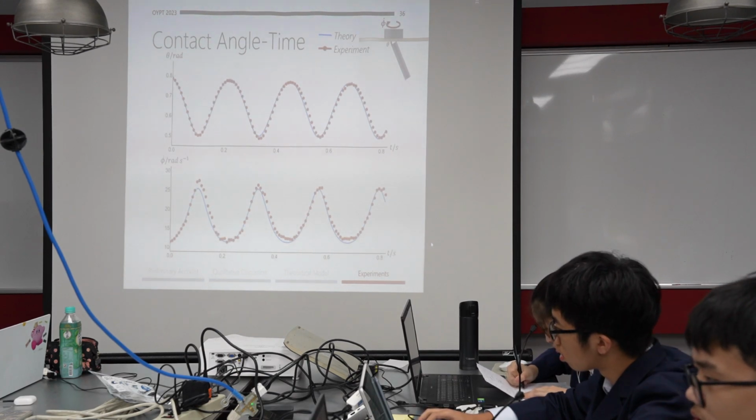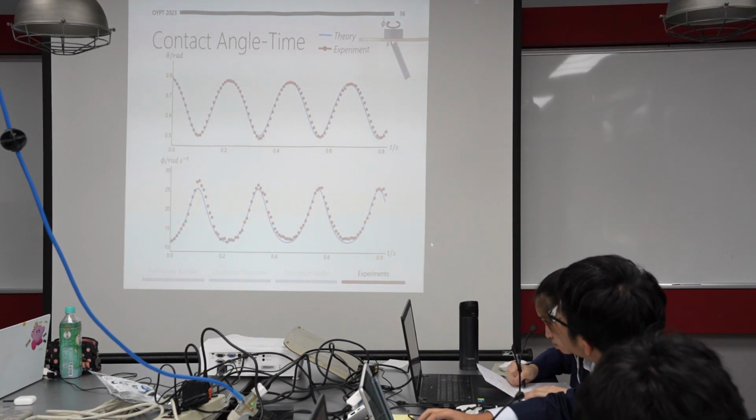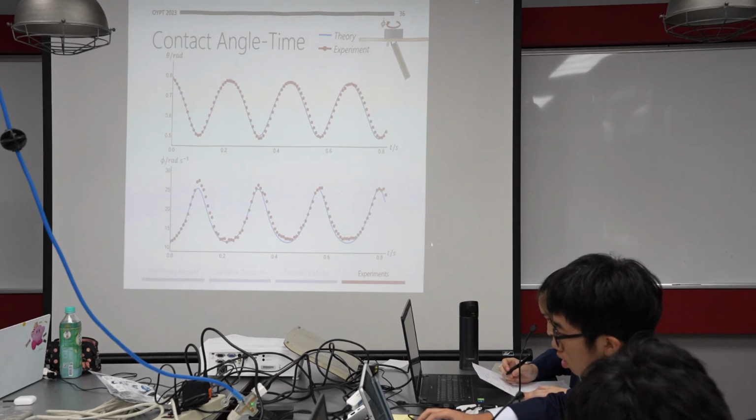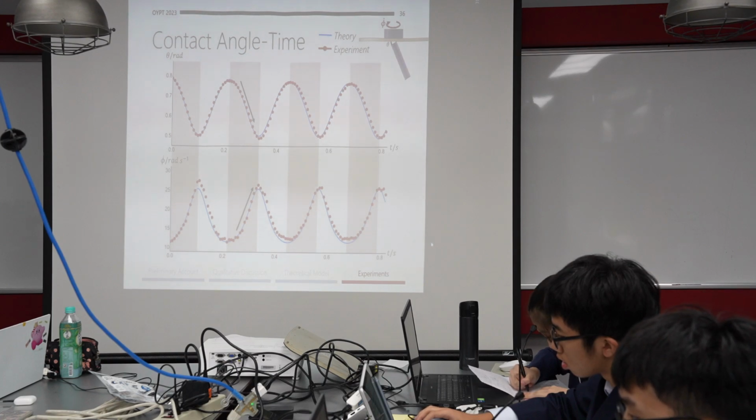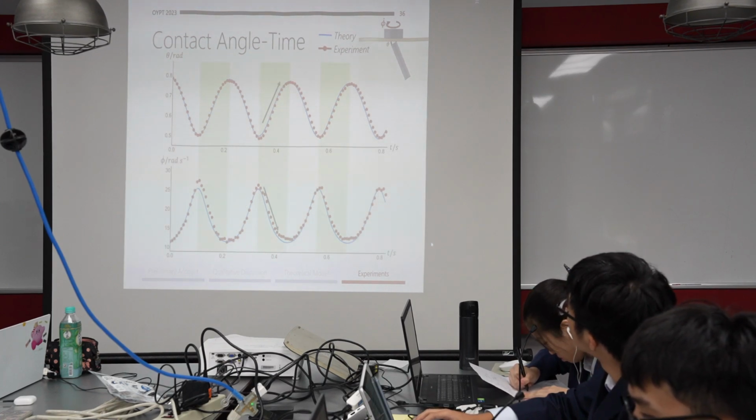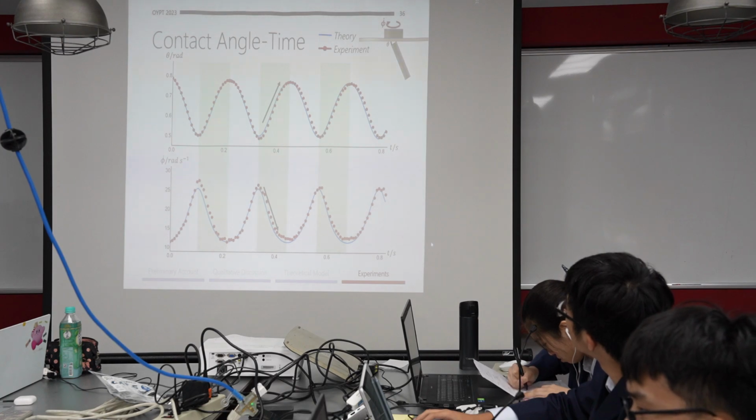Zooming into the graph of contact angle against time, we compare this to the graph of angular velocity against time. We can see that as contact angle decreases, the angular velocity increases. Likewise, as contact angle increases, the angular velocity decreases.